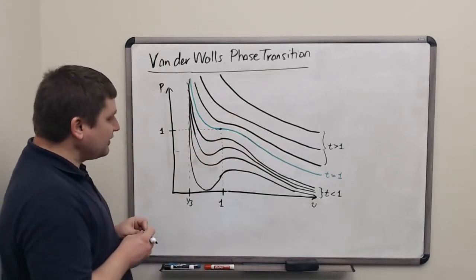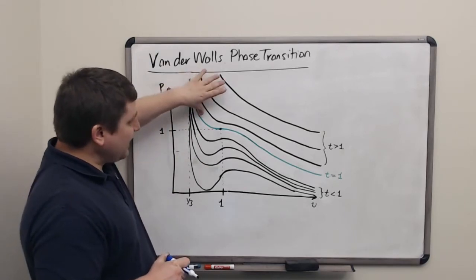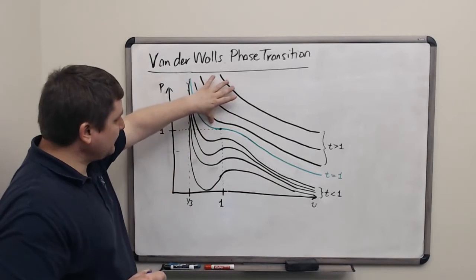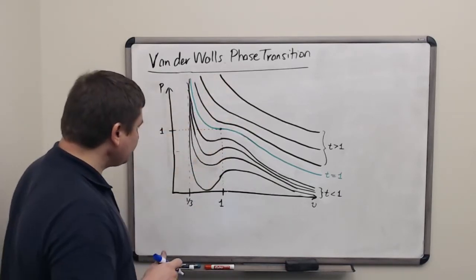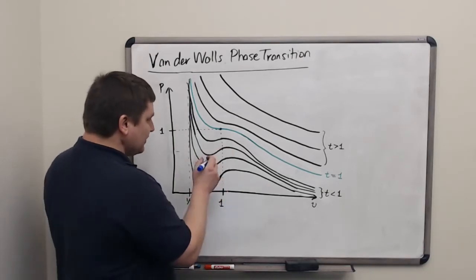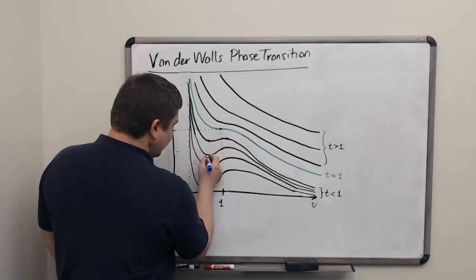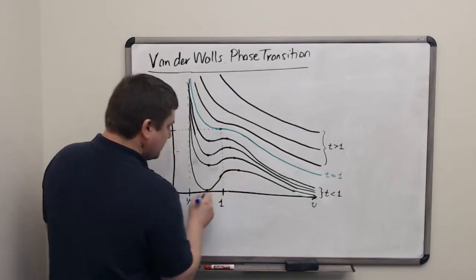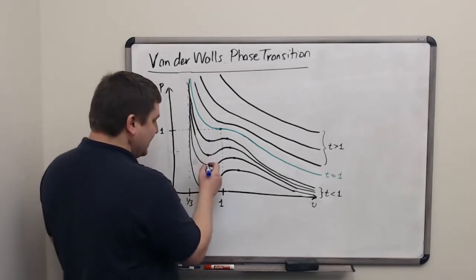Here I've drawn the critical isotherm in green. Hot isotherms with a temperature above the critical temperature are these three above, T greater than 1, and some colder isotherms below. What I'll do in this blue marker is mark out the points of mechanical instability. In between these two blue dots, the system will be mechanically unstable.